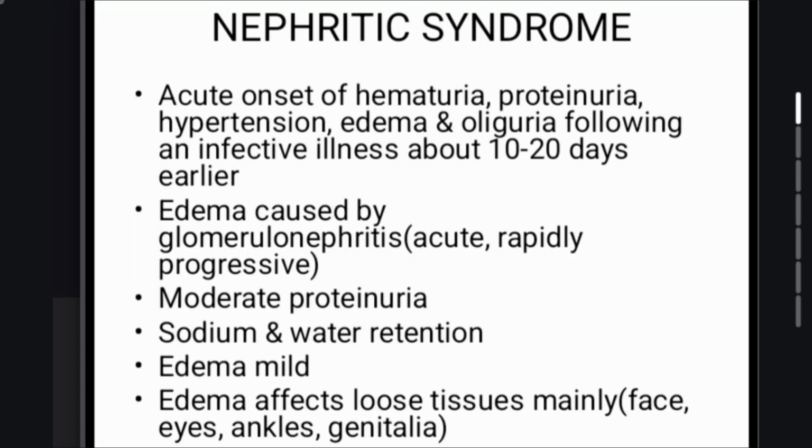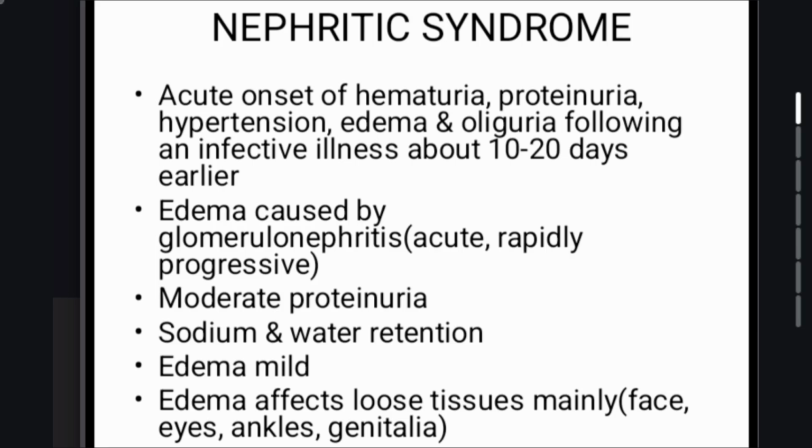It's what we call nephritic syndrome. So remember, there's nephrotic syndrome, then this is nephritic syndrome. So this one is acute onset of hematuria. So in this case, there is acute onset of proteinuria. There is also hypertension. There is edema. And then there is oliguria.